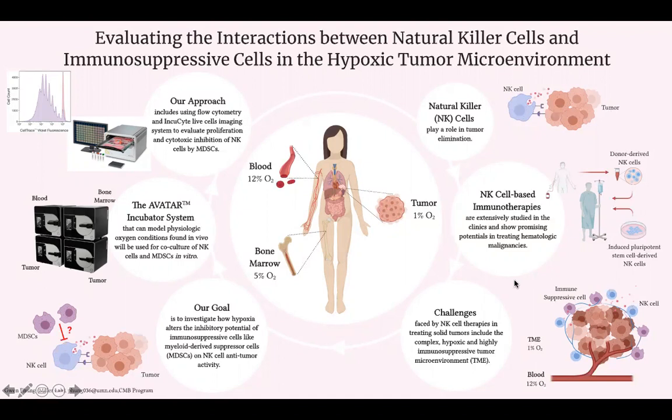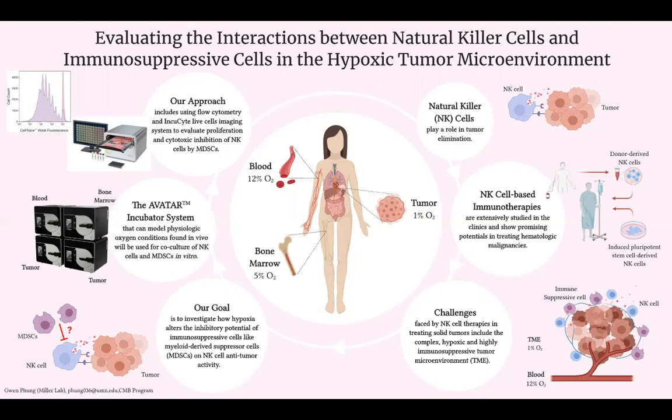NK cell-based immunotherapies are extensively studied in clinics, and they show promising potential in treating hematologic malignancies like leukemia. Two examples shown here are isolated donor-derived NK cells and also induced pluripotent stem cell-derived NK cells that are used to treat patients in clinical trials. Although there has been encouraging progress made, NK cell therapies in treating solid tumors are still limited.